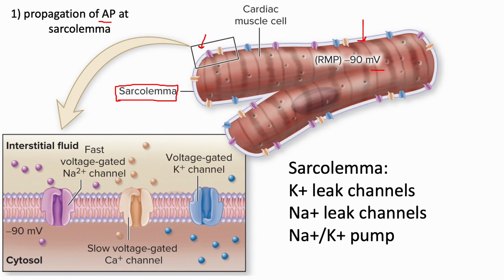Notice we do have a resting membrane potential now, unlike our autorhythmic cells, which were not able to maintain one due to those funny channels. Here our resting membrane potential is negative 90 millivolts. Some other channels you'll recognize are a fast voltage-gated sodium channel, a slow voltage-gated calcium channel, and our regular voltage-gated potassium channels. Along the sarcolemma, we're also going to have potassium leak channels, sodium leak channels, and the previously mentioned sodium-potassium pump.